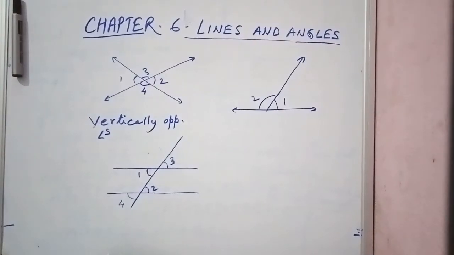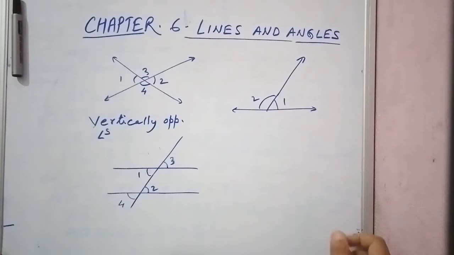Dear student, today we are going to discuss your chapter number 6, lines and angles. Recall that a part of a line with two endpoints is called a line segment, and a part of a line with one endpoint is called a ray. An angle is formed when two rays originate from the same point. You learned so many things in your previous classes.